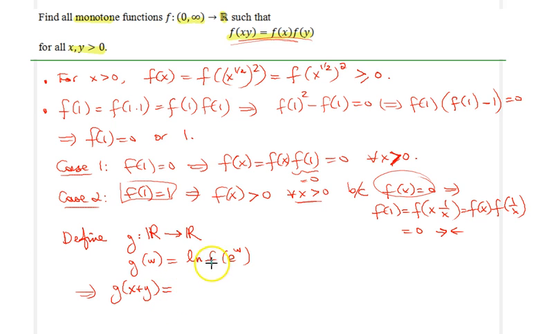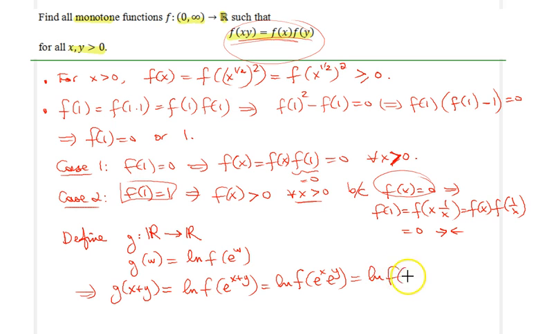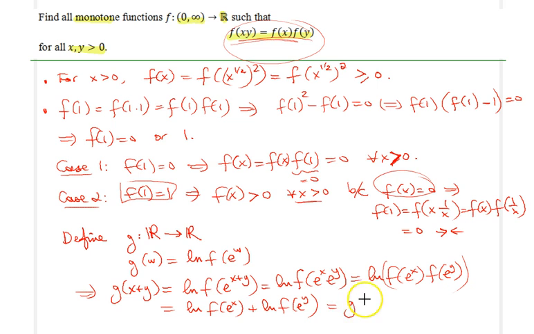g of x plus y by definition is just ln f of e to the power x plus y, but that's simply ln f of, we can split it, e to the x times e to the y. Then since the function f is in multiplicative form, I can write it as ln of f of e to the x times f of e to the y, and then the property of the ln function will split this into ln f of e to the x plus ln f of e to the y, but this is just g of x plus g of y.